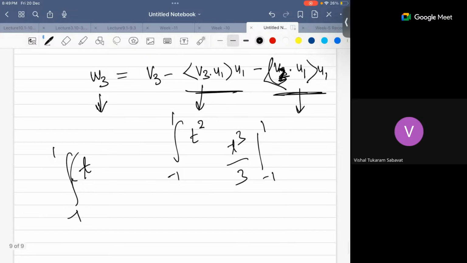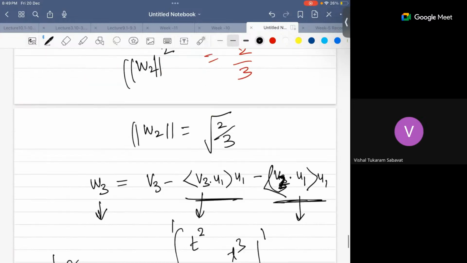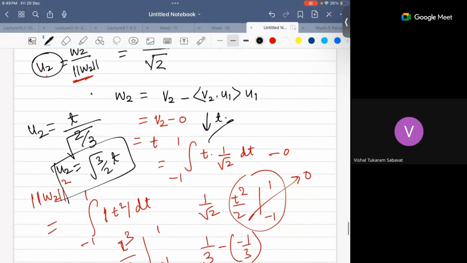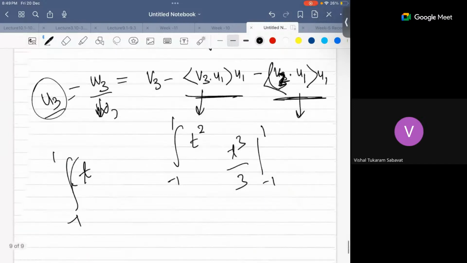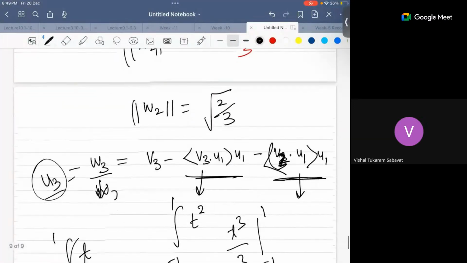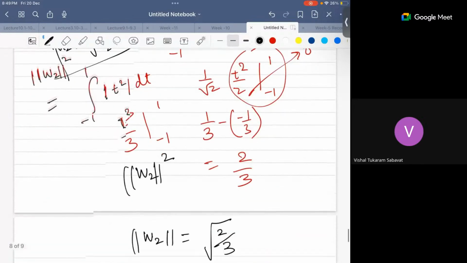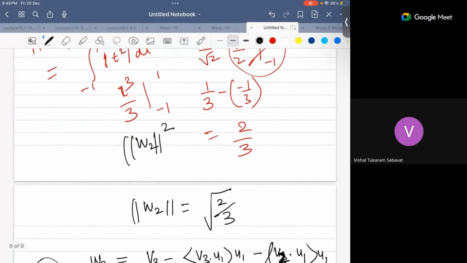So the final answer, U1, U2, U3, will be perpendicular to each other because we are making them orthonormal. V1 will be perpendicular to V2, V2 to V3, and U1, U2, U3 will be perpendicular to each other. That will be perpendicular because we are making it orthonormal. To cross-check, we can just do the inner product, and if we get zero, okay. If the answer is in the form of options, you can check it directly.